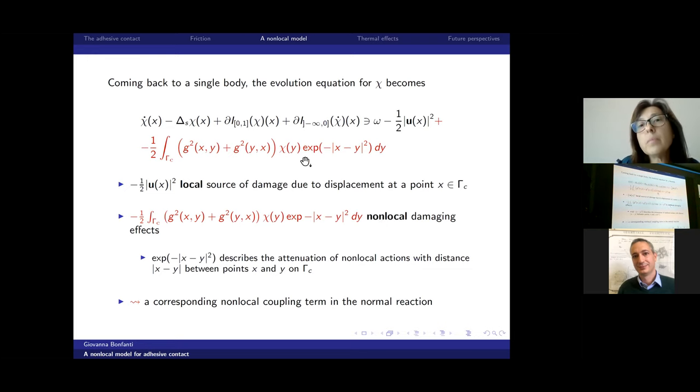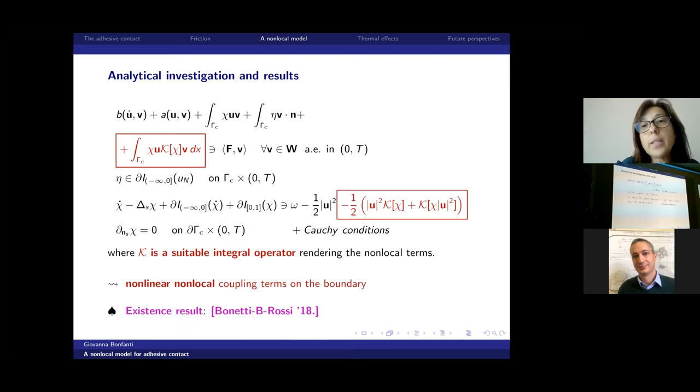Okay, this term in fact contains the new variable just introduced, modulated by this part which renders the attenuation of the non-local action with the distance between the two points on the contact surface. This is the complete system, where by a suitable integral operator we can take into account the non-local source of damage on the contact surface here and a coupled term in the normal reaction.